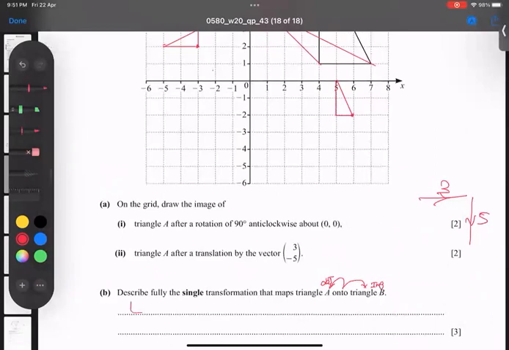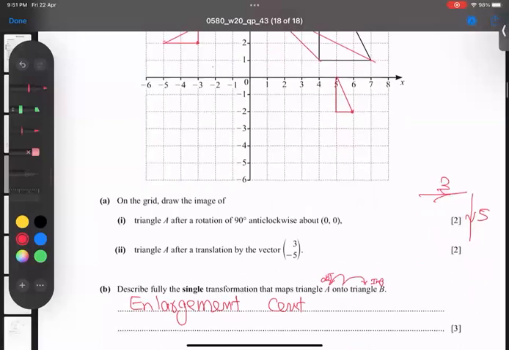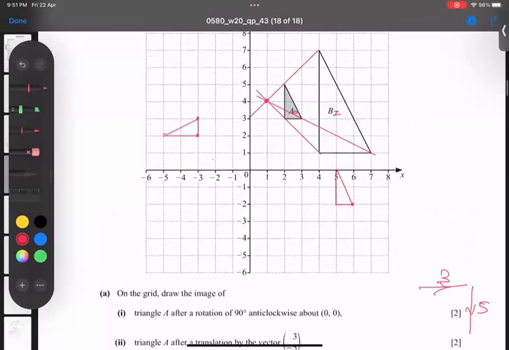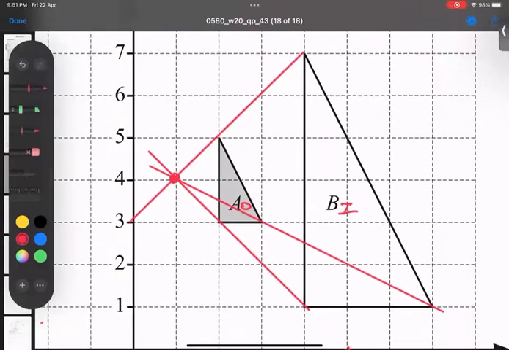First is called enlargement. Center 1, 4. Let me check. Yes, center 1, 4. And the scale factor formula is image by object. Because the image is this B, count any corresponding side, for example counting this and this. There are 3 boxes here and 1 box here, so 3 by 1 is 3.